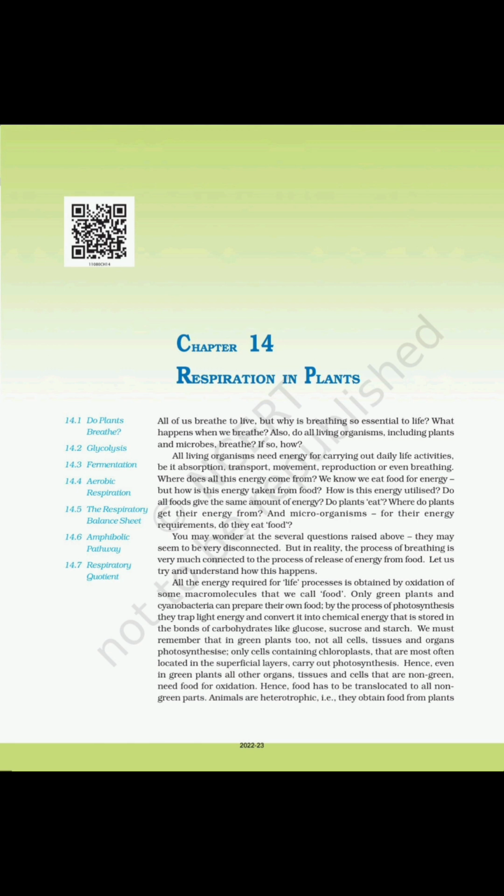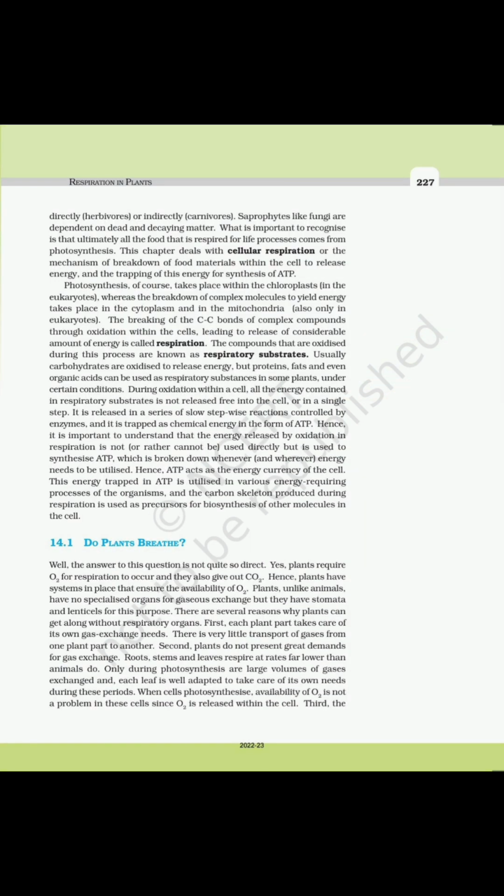Animals are heterotrophic, i.e., they obtain food from plants directly, herbivores, or indirectly, carnivores. Saprophytes like fungi are dependent on dead and decaying matter. What is important to recognize is that ultimately all the food that is required for life processes comes from photosynthesis. This chapter deals with cellular respiration, or the mechanism of breakdown of food materials within the cell to release energy, and the trapping of this energy for synthesis of ATP.